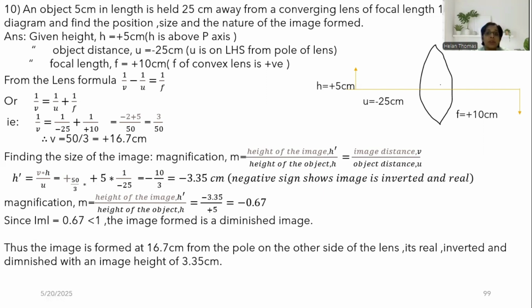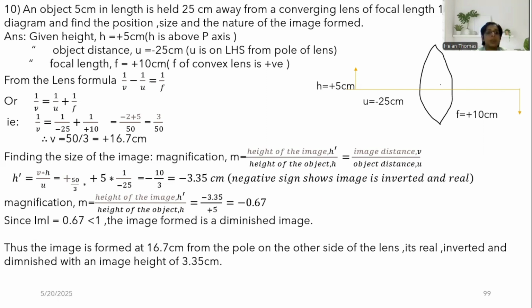Okay, and now you have to find the nature of the image. Nature means you have to find whether it's a diminished image or an enlarged image. So what you need to do is find your m. So m is h prime by h. What is your h prime now? Minus 3.35 by h, which is 5, which is minus 0.67. So the modulus of minus 0.67 will be 0.67, which is less than 1. Since that is less than 1, the image formed is a diminished image.